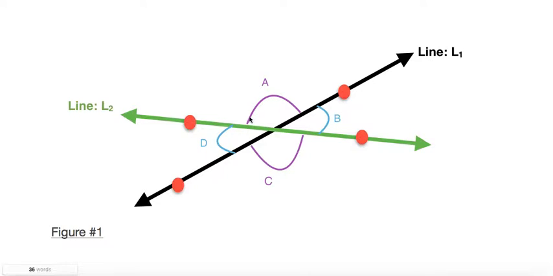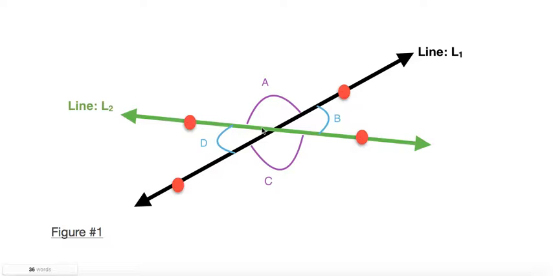So in purple we have angle A and angle C. This is a pair of vertical angles and they are congruent. And in blue we have angle B and angle D. These are also vertical angles and they are also congruent. And this will be true no matter how we orient the lines, as long as they intersect at one point.